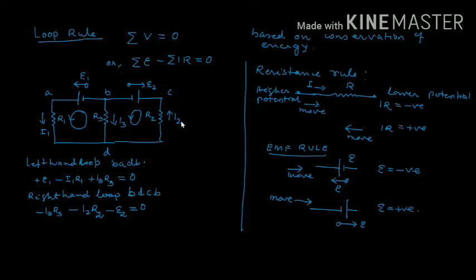Similarly, you can check by moving clockwise in both loops. The result is the same. Only the sign differs. In the first case, you can find minus E1 plus I1 R1 minus I3 R3 equal to 0. And in the second case, plus I3 R3 plus I2 R2 plus E2 equal to 0. The result is the same, whether you move anti-clockwise or clockwise. So this is about Kirchhoff's rules.